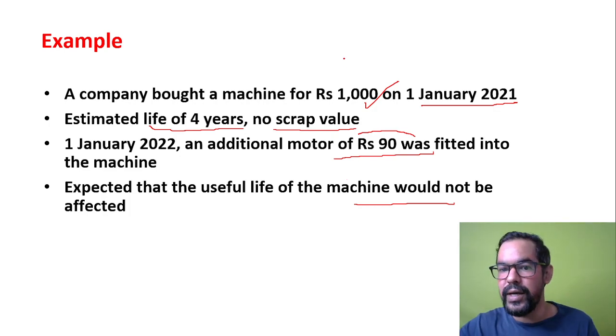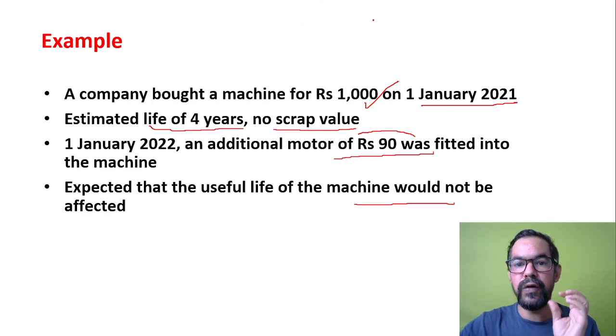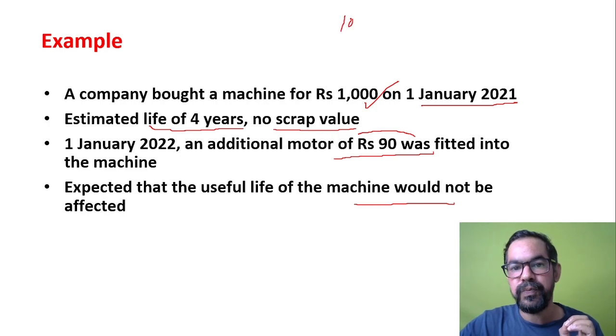Now how will you calculate this? For the first year, 2021 to 22, your depreciation will be 1000 divided by 4, which is 250 rupees. So the first year it will be 250 rupees.